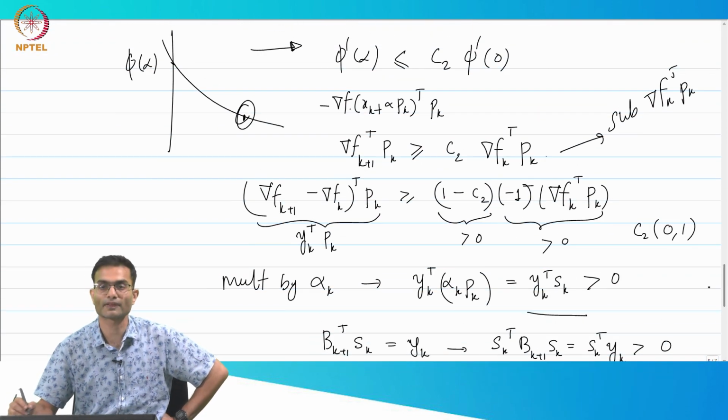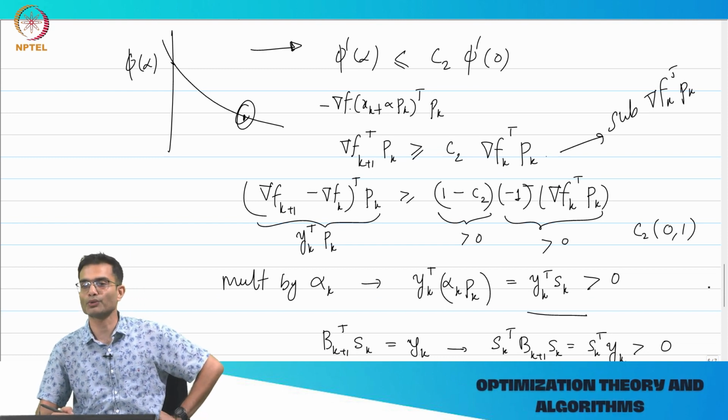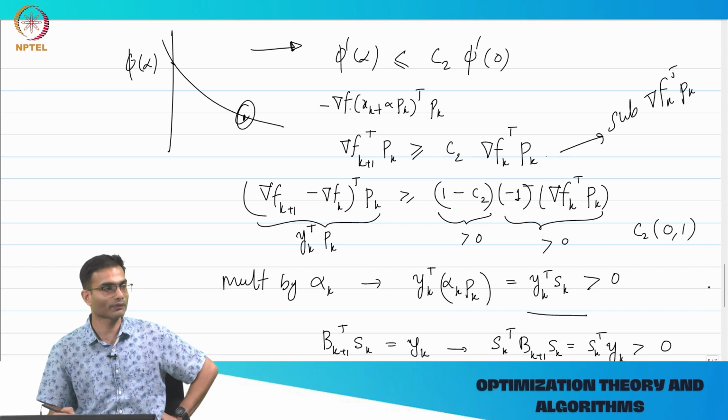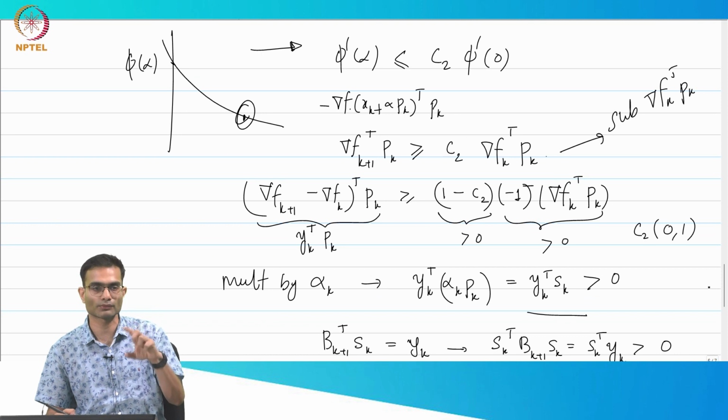Okay. So Wolfe conditions have helped us earlier also, and they are helping us now. So whenever you do a backtracking line search, it's always a good idea for the termination condition of the backtracking to be one of the Wolfe conditions.